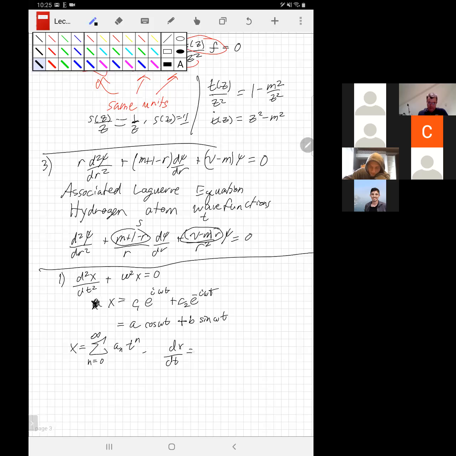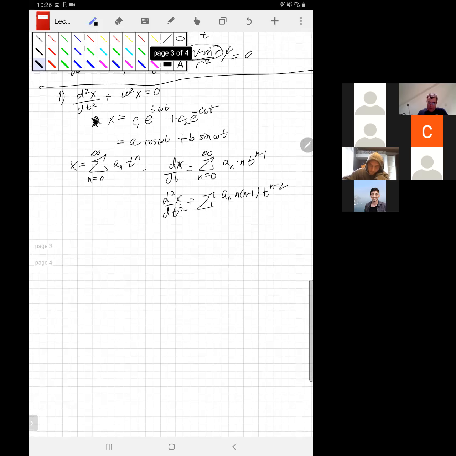dx dt has got to be the sum from n equals 0 to infinity of a sub n times n t to the n minus 1, because we just take the first derivative of each term. And likewise, d squared x dt squared is the sum of a sub n times n times n minus 1 t to the n minus 2. So far, I'm not telling you anything you don't already know, but I'm going to write this as the sum from n equals 2 to infinity.